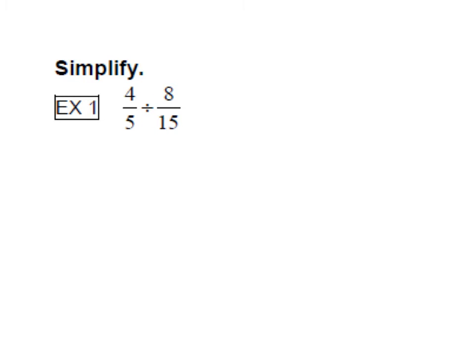If you remember, the reciprocal is when you take a fraction and you flip it, and we always flip the second fraction. It's always the one following the division sign. So our first step is just going to be to rewrite the problem. We have 4/5. Instead of divided by, we're going to multiply by, and then the reciprocal of the second fraction, 15/8. All right.